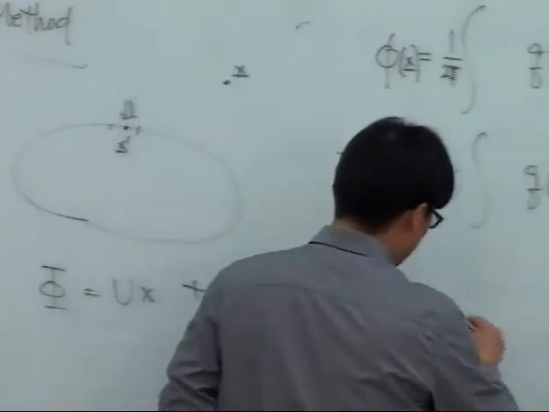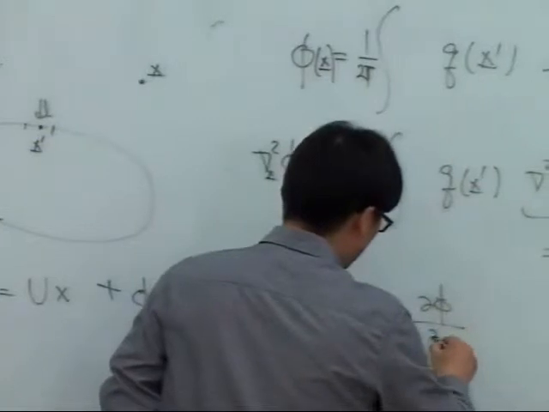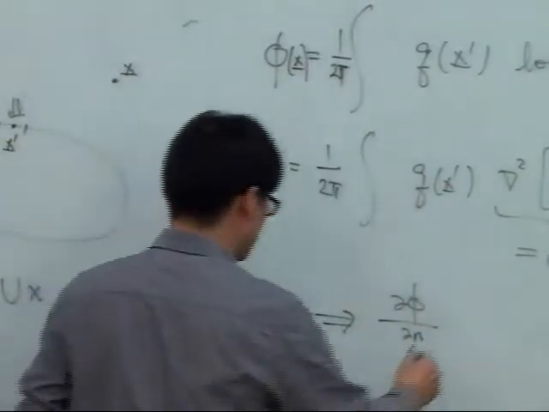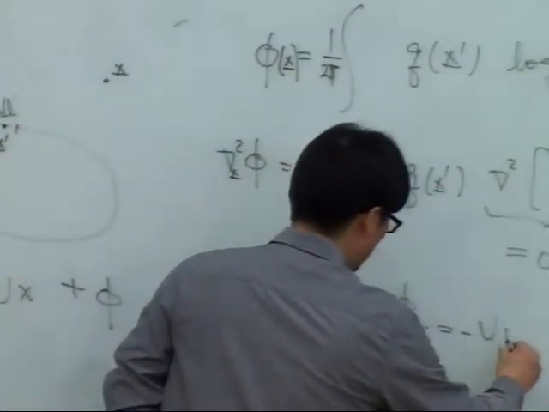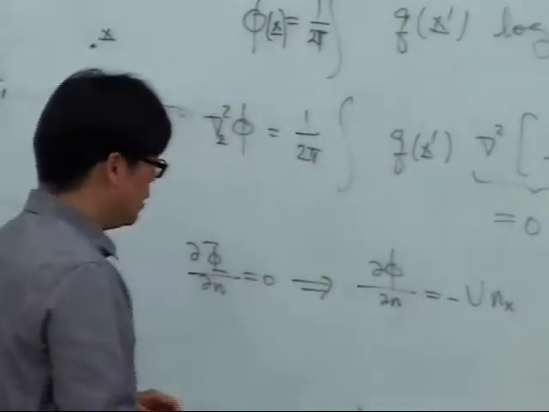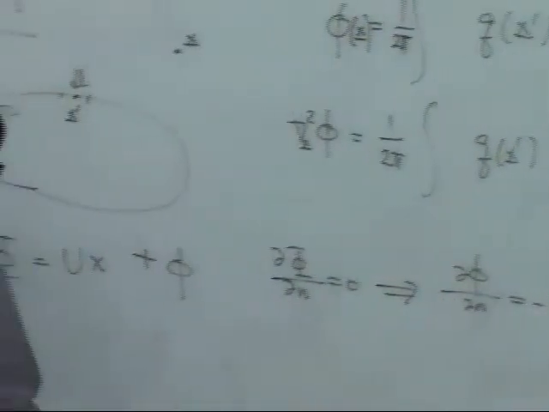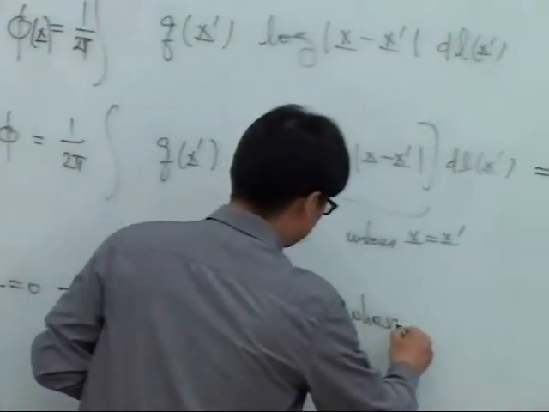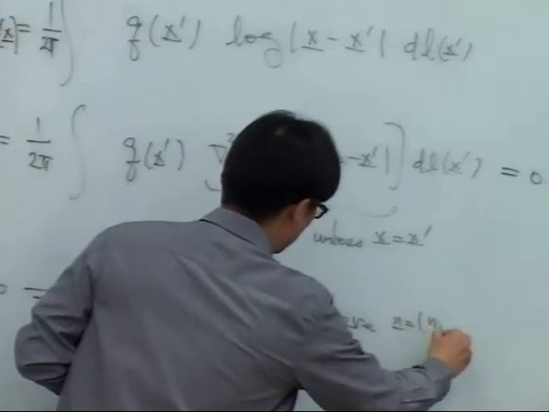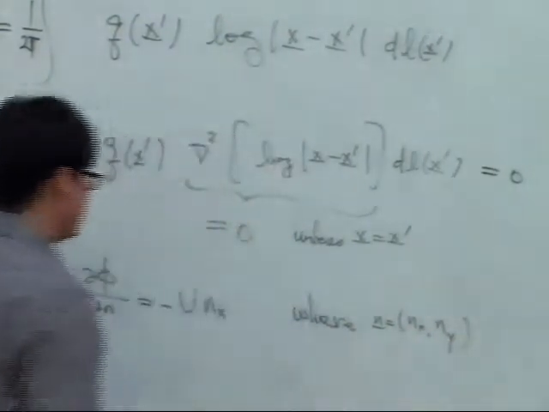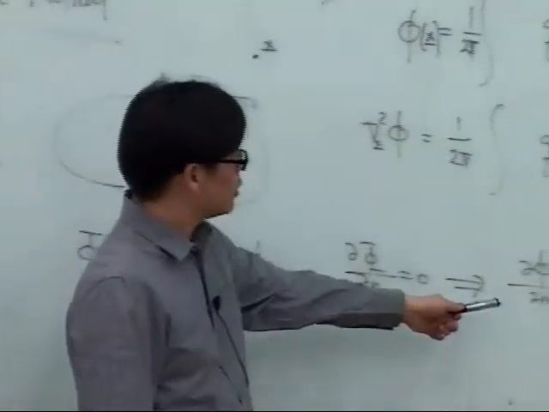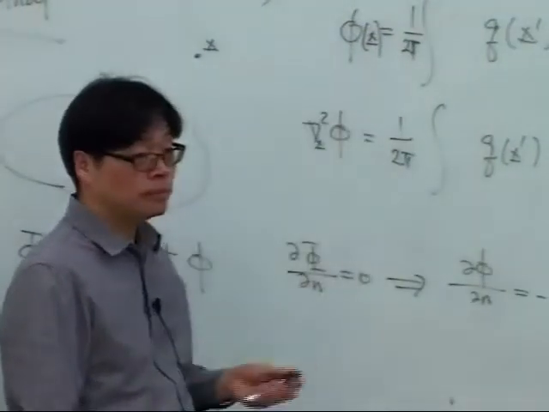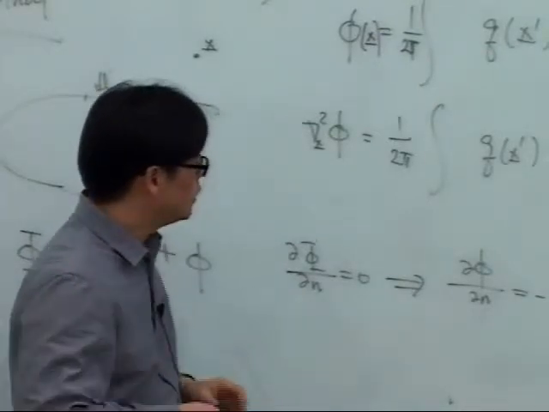And this gives you d phi dn. The normal derivative of small phi is given by minus U n_x, and n_x is the x component of the normal vector, where n is (n_x, n_y). So by imposing this boundary condition, we can find Q. But when you do that, we have to be a little careful.